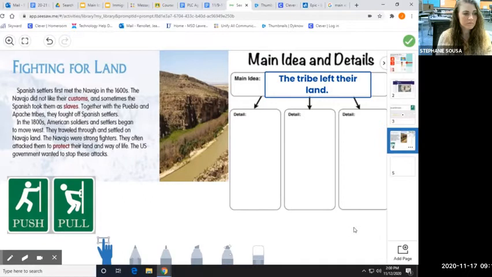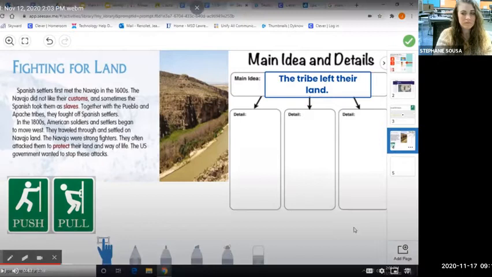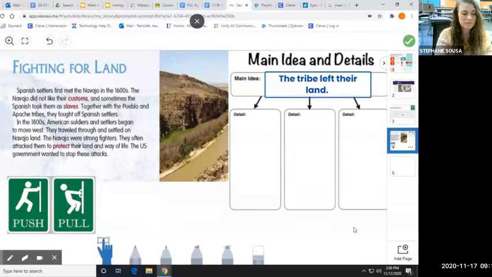Fighting for land. Spanish settlers first met the Navajo in the 1600s. The Navajo did not like their customs, and sometimes the Spanish took them as slaves. Together with the Pueblo and Apache tribes, they fought off Spanish settlers.